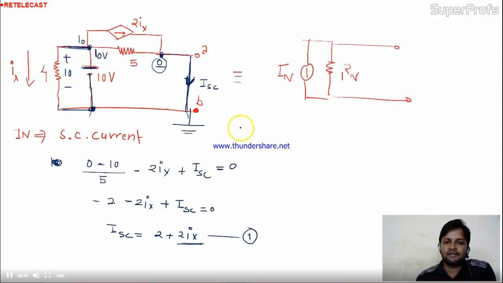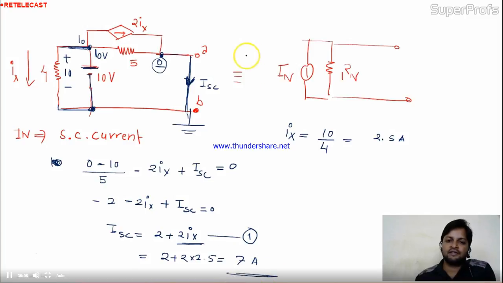So the ix is nothing but voltage divided by resistance. It means 2.5 ampere. So 2.5 ampere you will put here. So 2 plus 2 into 2.5, so this is 7 ampere. So your ISC is nothing but 7 ampere. So you will replace this with 7 ampere. Is that okay? Now come to the calculation for Rn.